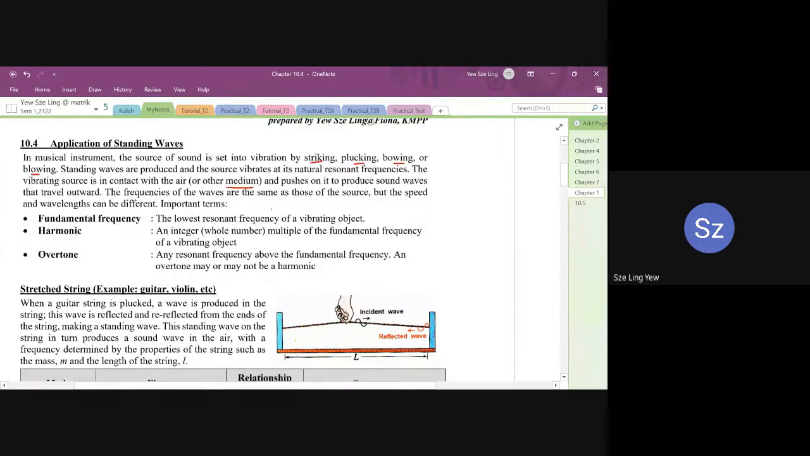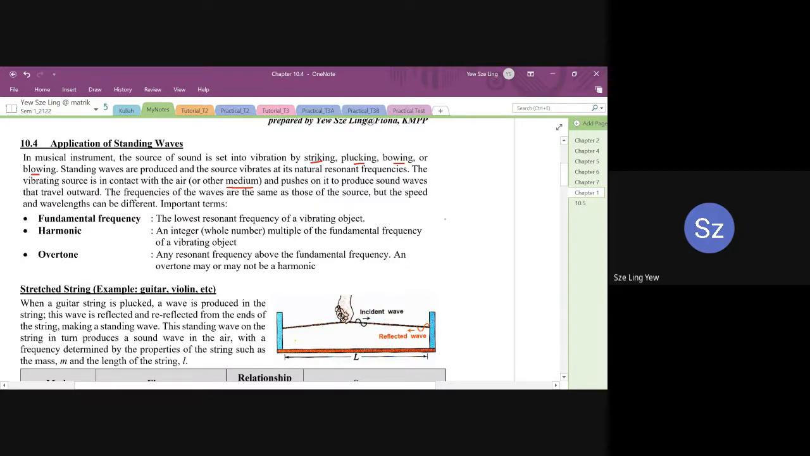Without a medium, for example in a vacuum, you won't hear sound because there's no medium for the particles to vibrate and for the sound to travel. So you need a medium for it to travel. The frequency of the wave is the same as that of the source, but the speed and the wavelength can be different. So you can have different speed and different wavelength, but the frequency is fixed.